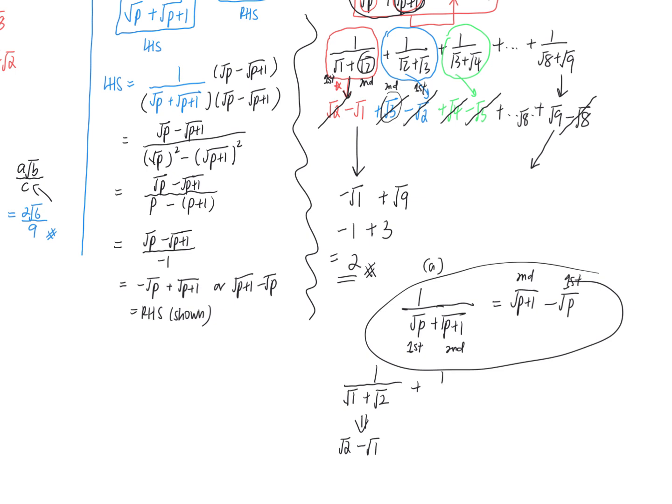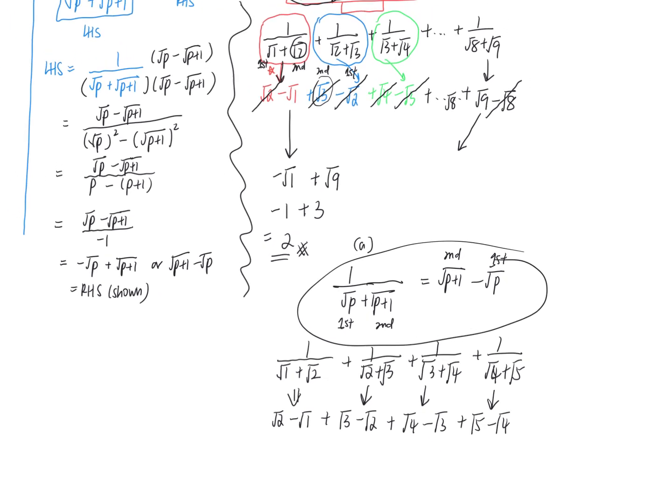So the second expression I see here, which is root 2 plus root 3, I will end up having root 3 minus root 2. So I'm replacing with this. So keep repeating. This is root 3 plus root 4, so I'll end up having root 4 minus root 3. So you can keep doing the same thing one by one until you eventually reach root 9.